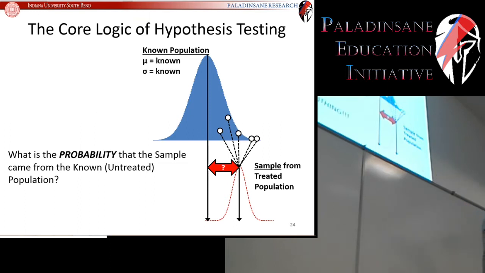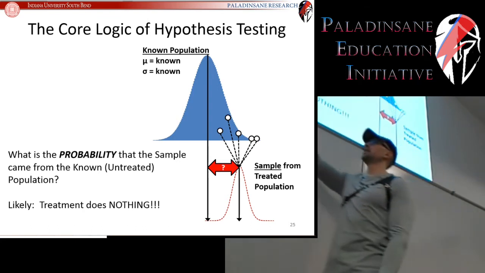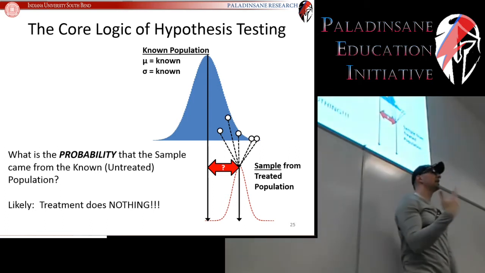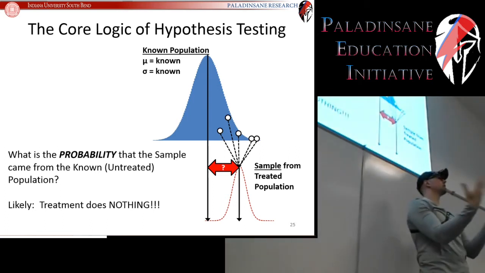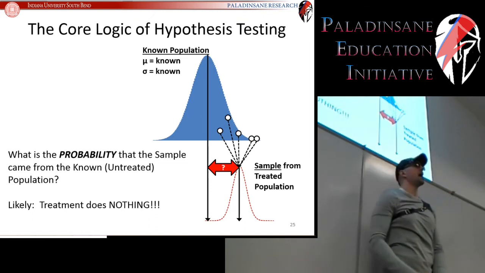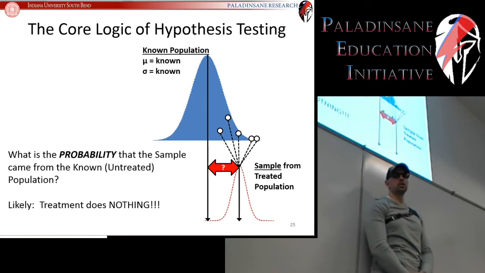So what we do is, if this sample here is likely to have come from the population, if it's highly likely that you could have chosen a sample that produced this difference that you saw, well, then we say that the treatment hasn't done anything, right? That your sample still probably belongs to the untreated population, and we accept the null hypothesis.